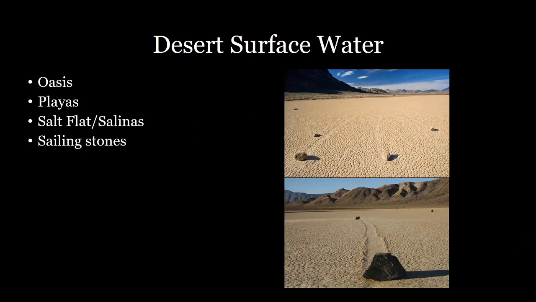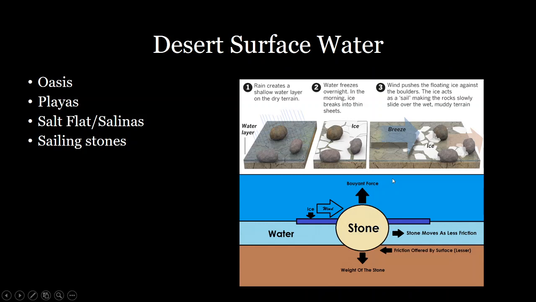Another interesting feature when you have water flowing in the desert are sailing rocks. Sailing rocks are these boulders that can be seen within a playa that show this strange erosional linear trail behind them. The way that these form is by the playa getting rained on and filling with water and then freezing overnight. That ice layer develops and freezes onto the side of these rocks and provides a buoyant force as more water flows in.